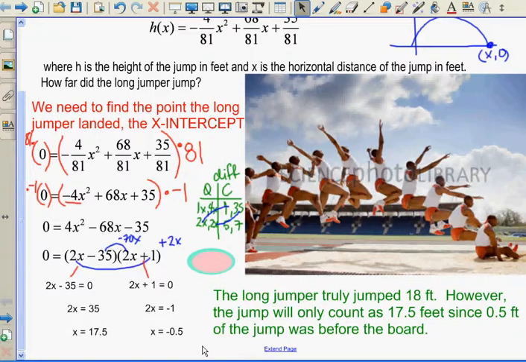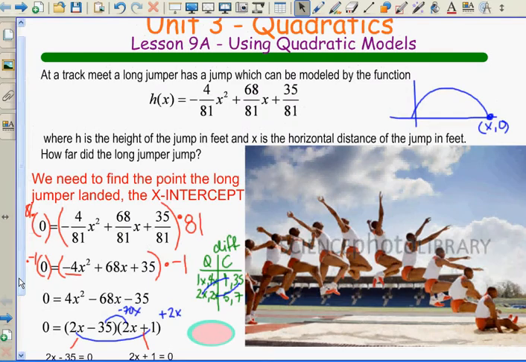So I'm going to go back up to my little picture that I drew. And we're getting that this intercept is at 17.5, 0. That was one of our intercepts. And we also got an intercept back here at negative 0.5, 0.